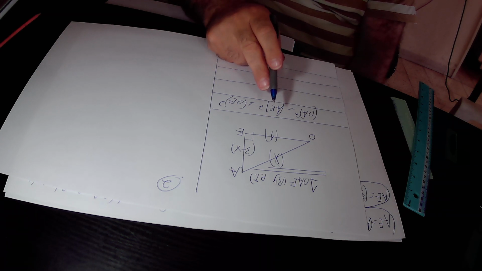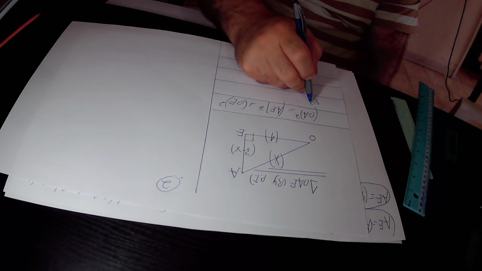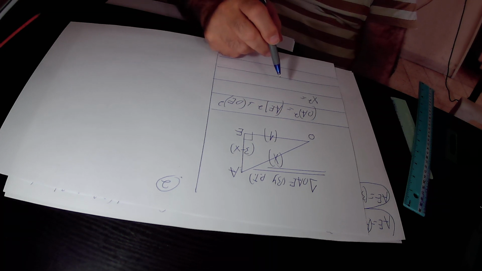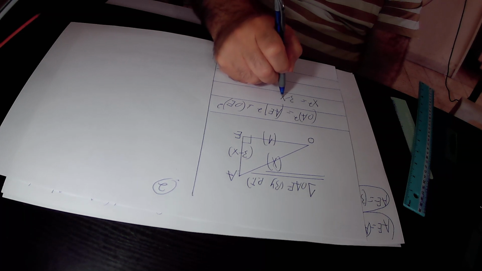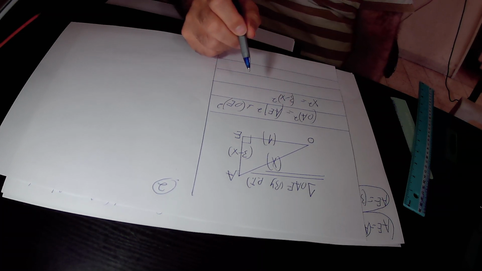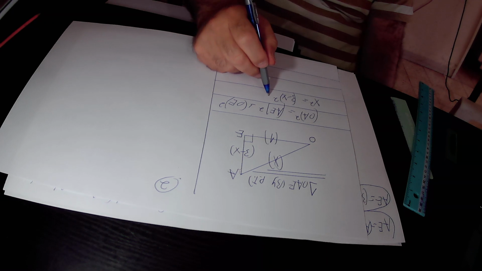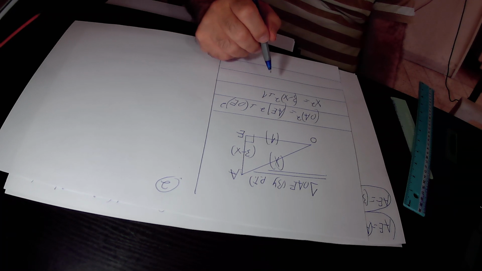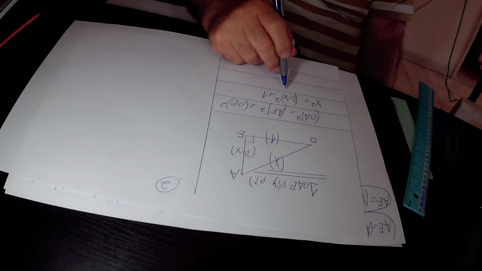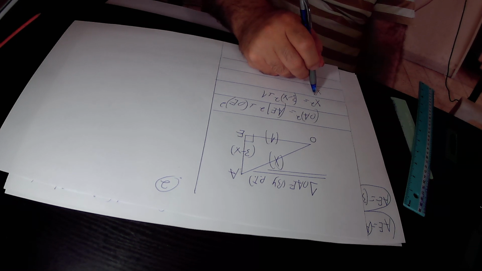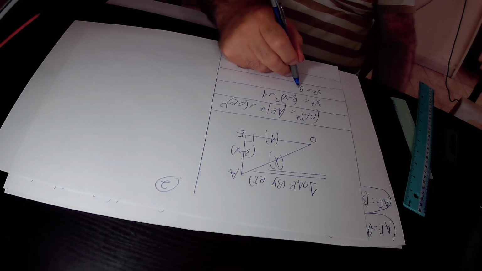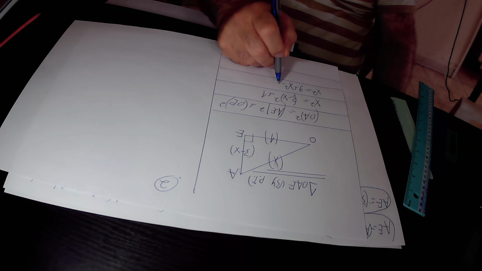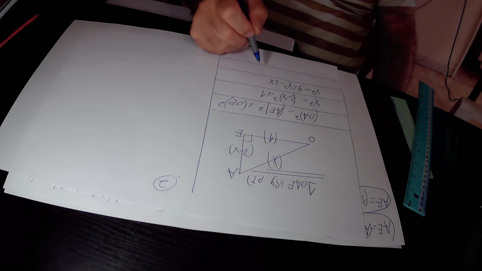OA is x, therefore OA squared is x squared, and it is equal to AE squared. AE is 3 minus x, therefore AE squared is (3 minus x) squared, plus OE squared. OE is 1, therefore OE squared is 1 squared, that is 1. So in total we found that x squared equals (3 minus x) squared plus 1. Here we'll open the brackets, and we get that x squared equals (3 minus x) squared, which equals 3 squared, that is 9, plus x squared minus 2 times 3 times x, that is minus 6x, plus 1.